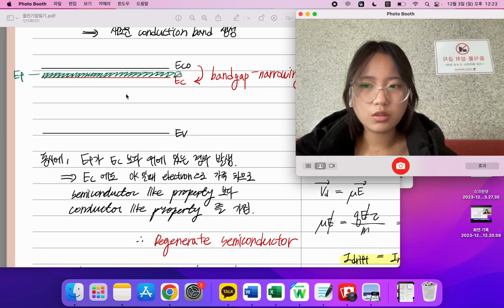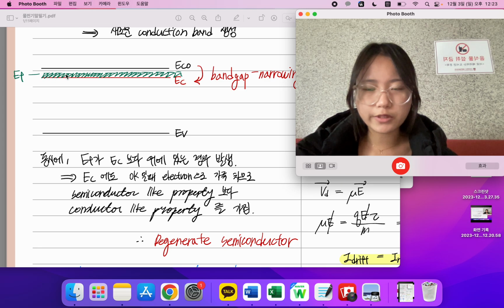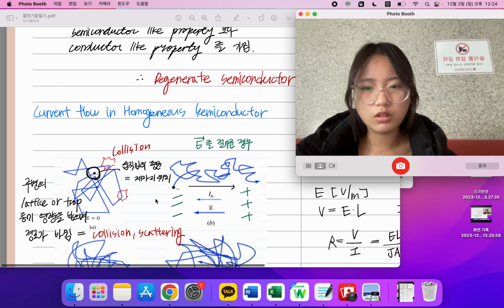Then one problem happens. The Fermi level is higher than the conduction band, so the Fermi level sits in the middle of the conduction band and the band is filled with electrons. So the situation is not exactly semiconductor-like; this material behaves more like a conductor. So we call this a degenerate semiconductor.